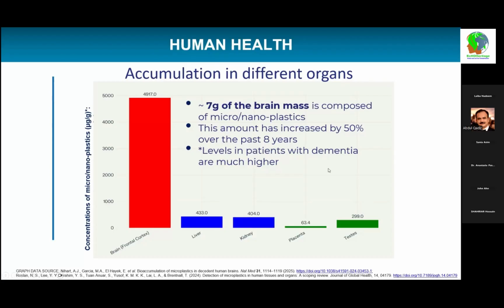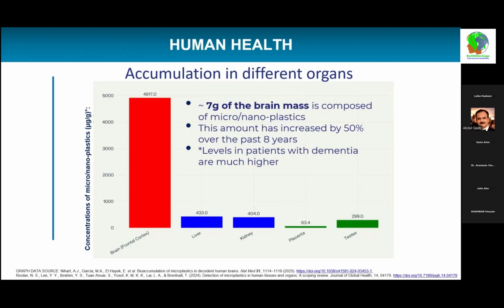And among all human organs, the highest concentration of microplastics was found in the brain, as shown in red. So here in this slide, you can notice that on the y-axis is the concentration of micronanoplastics, micrograms per gram, and on the x-axis are different organs: brain, liver, kidney, placenta, testes. And you can notice in the red that the brain has by far the highest concentration out of all of these organs studied here. And that's by an order of magnitude.